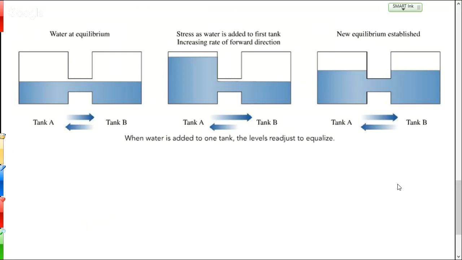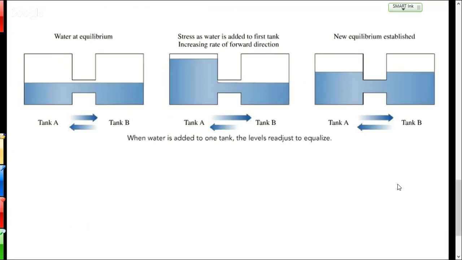And the same thing happens with reactions. So if we have a reaction that's at equilibrium, and then we add more reactants, we're going to make more products. If we add more products, we're going to make more reactants. If we take out some on one side, the other side is going to fill that in and correct it.